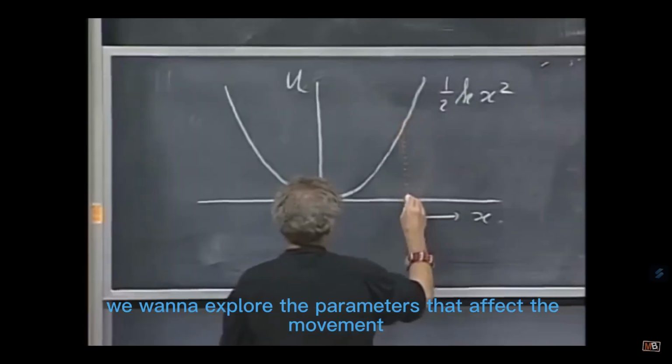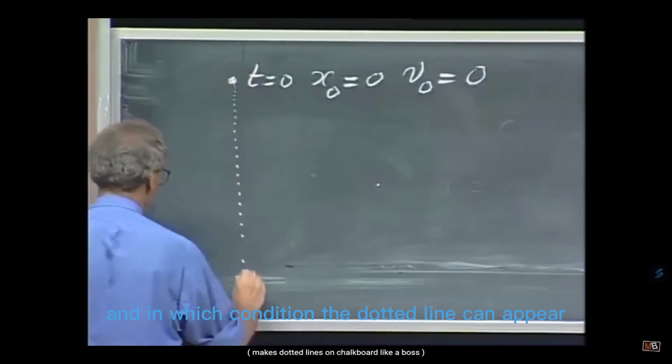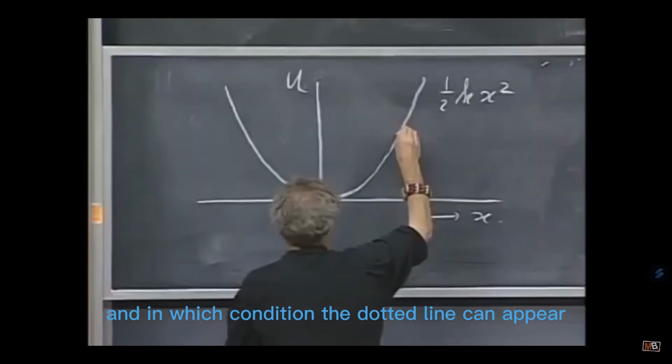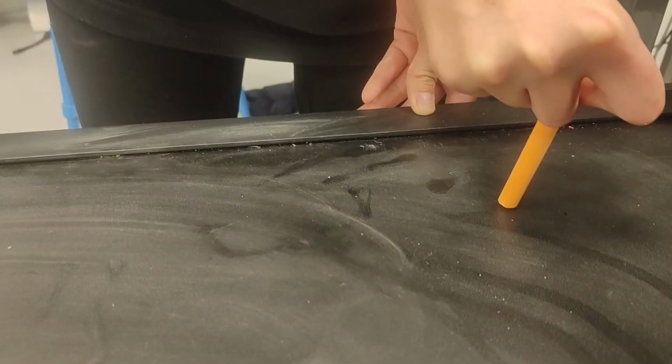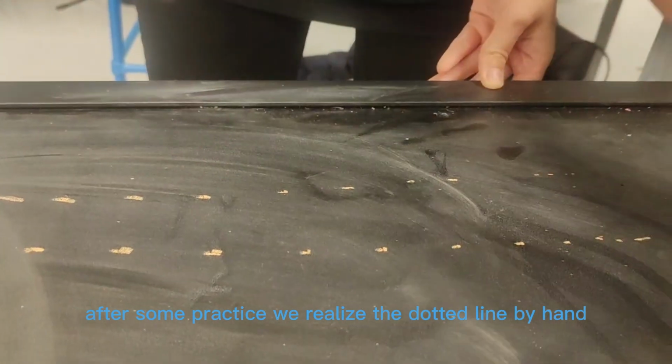We want to explore the parameters that affect the movement between the chalk and the board, and in which conditions the dotted line can appear. After some practice, we realized the dotted line by hand.